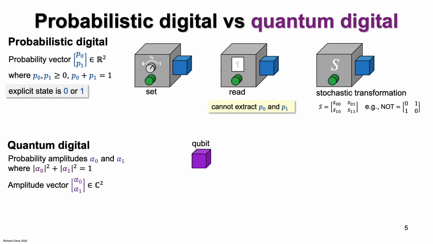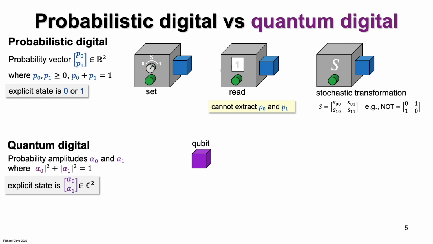Later on, it will become clear that, unlike with probabilities, the explicit state is not 0 or 1. It works better to think of the amplitude vector, alpha 0, alpha 1, as the explicit state. Let's make a note of that. In this one respect, quantum digital states resemble our analog system, where the explicit state is the continuous value r. Now, let's see qubits in action.